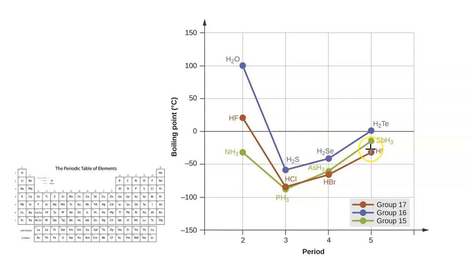However, the size overrides that. The London dispersion forces are higher for HI because it's that much larger, which supersedes the dipole-dipole interaction of HCl and HBr. So that's why we also see the trend like that.